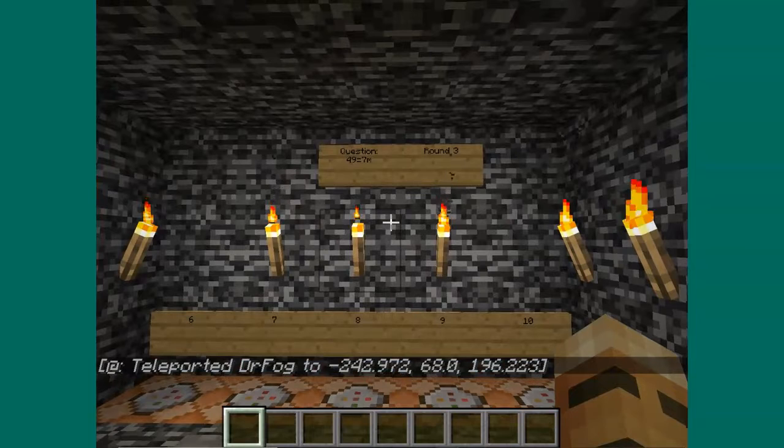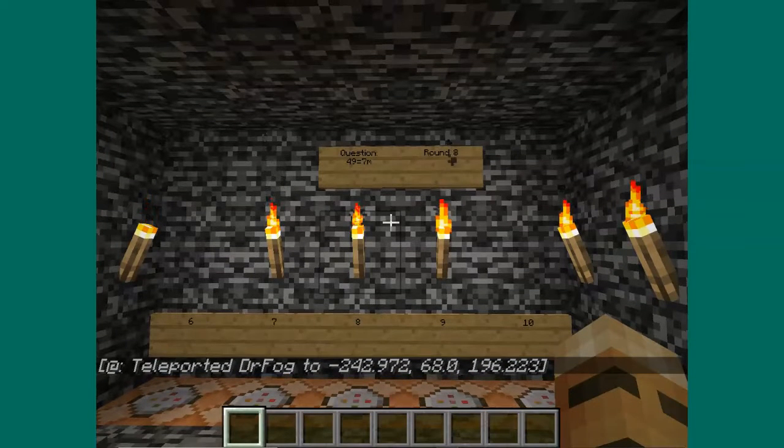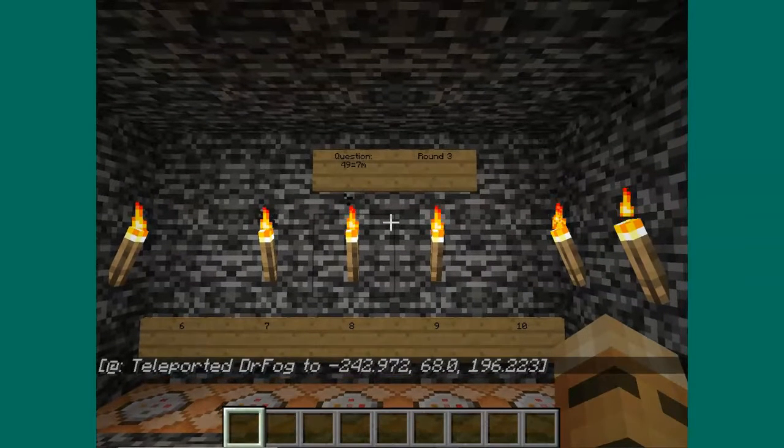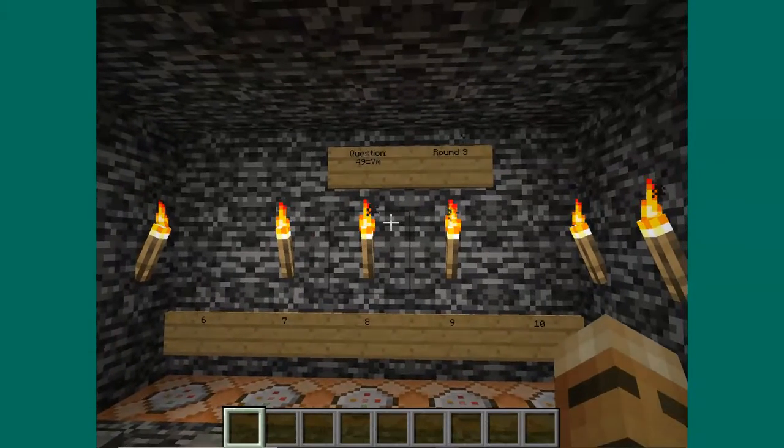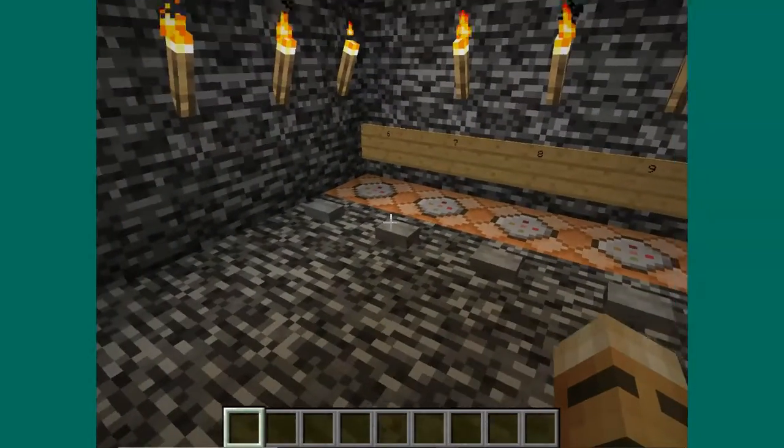Round 3. 49 equals 7m. So, what does m equal? 49 divided by 7, that would make 7.